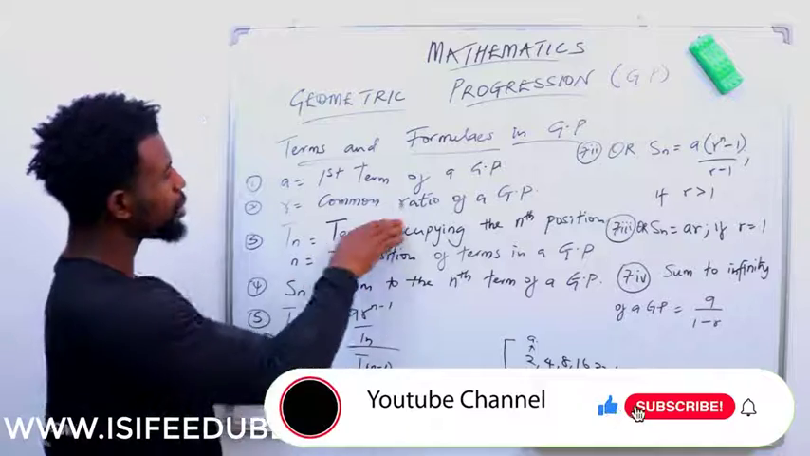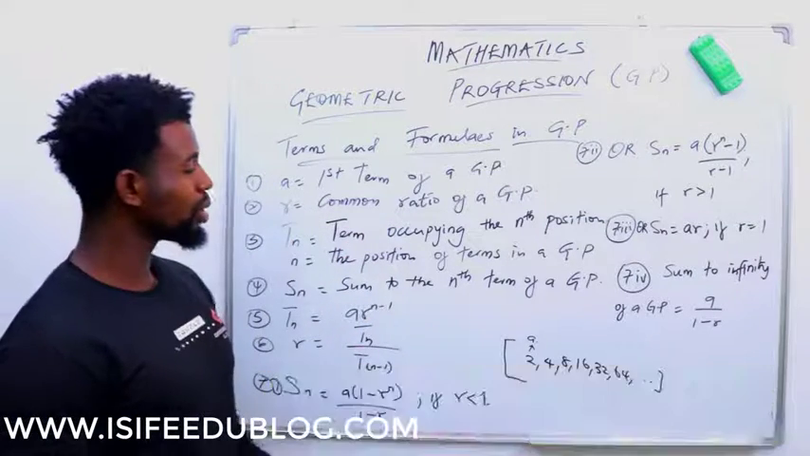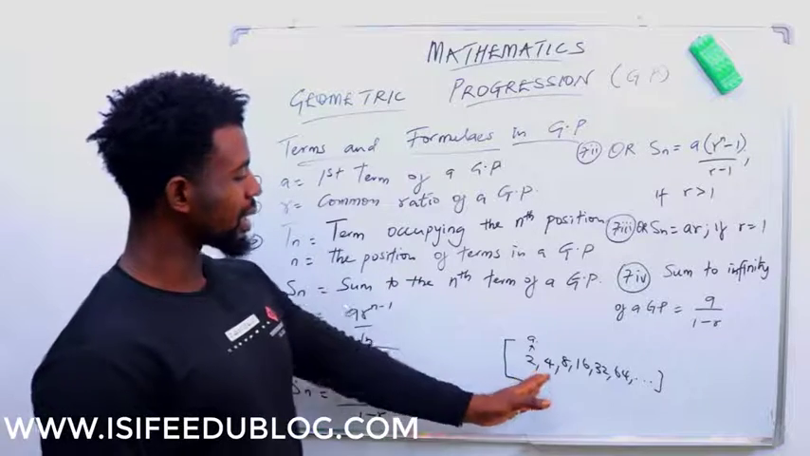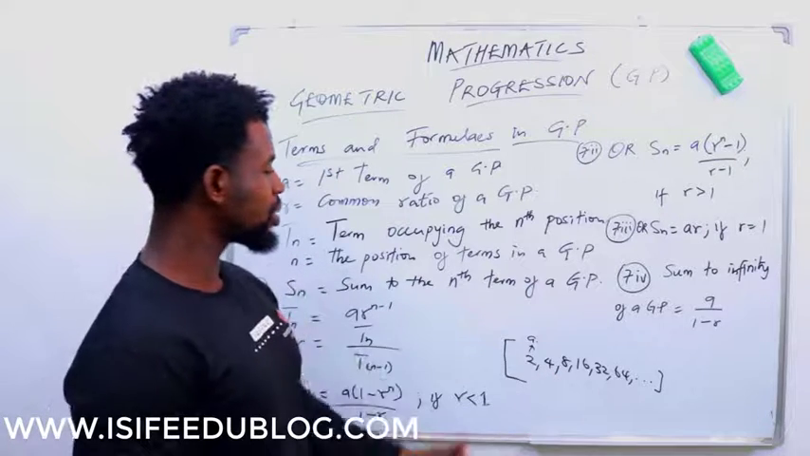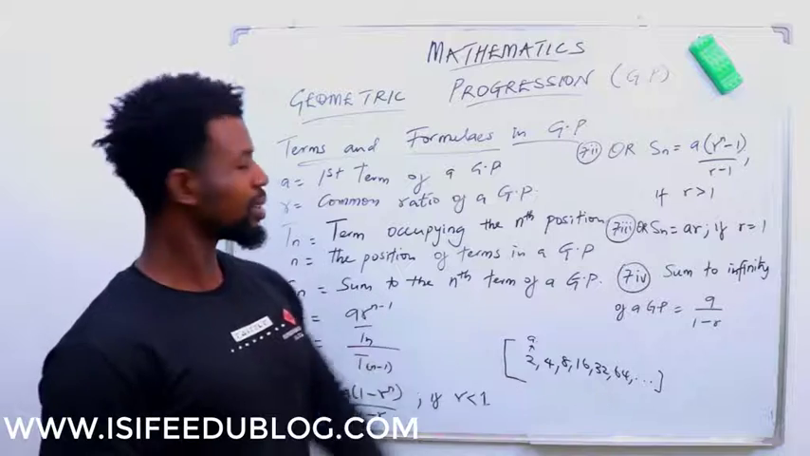Another thing is our common ratio. Our common ratio is represented with R, and we all know what our common ratio is. It is that number that is common to all the terms here, or that number that is used to multiply the preceding terms to get the succeeding terms.